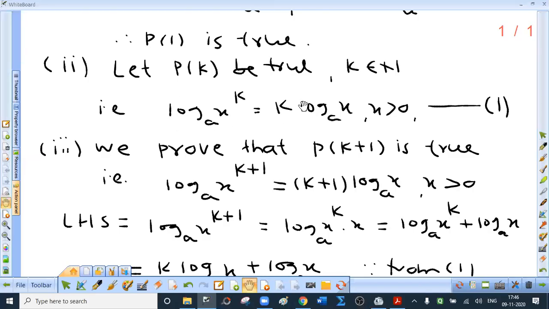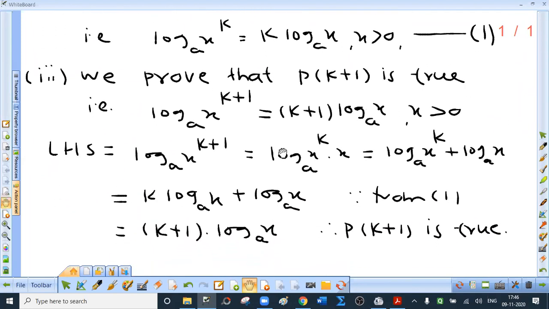Second step, let P(k) be true for some k belonging to N. That is, log of x raised to k to the base a equal to k into log x to the base a, x greater than 0. Number 1. Third step, we now prove that P(k+1) is true. That is, to prove log of x raised to k plus 1 to the base a is k plus 1 into log x to the base a.